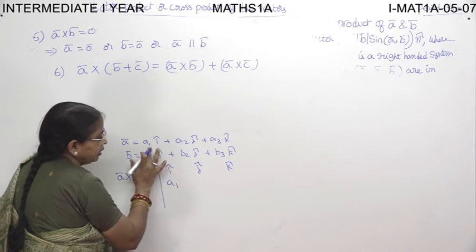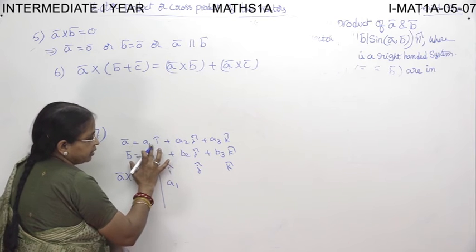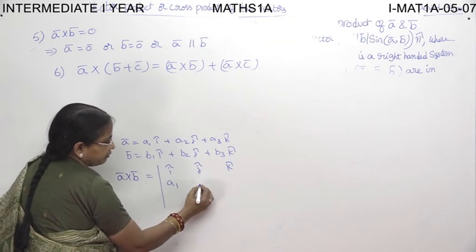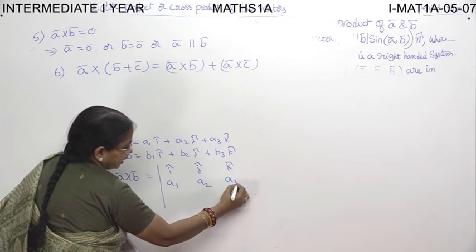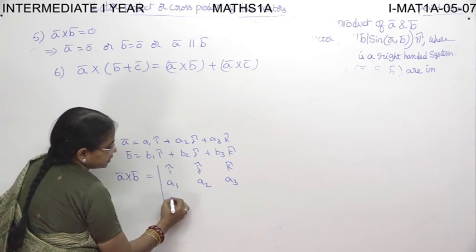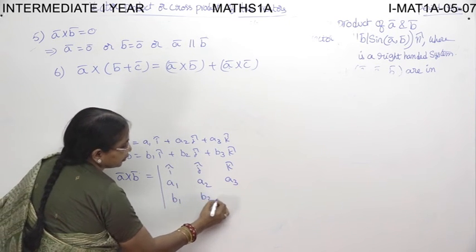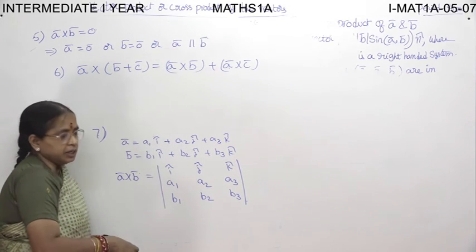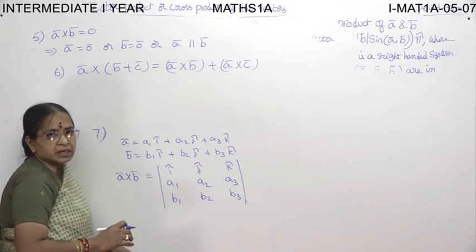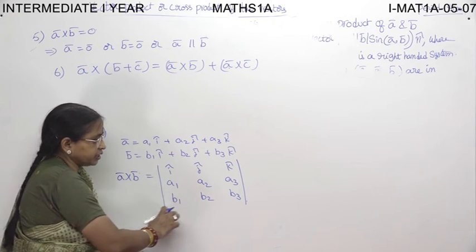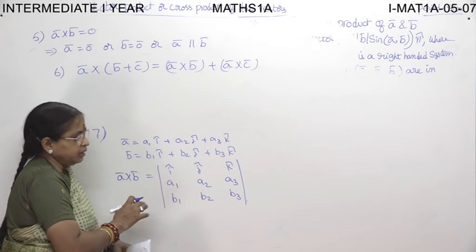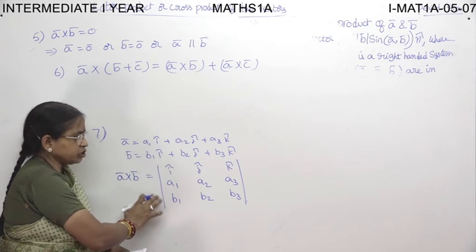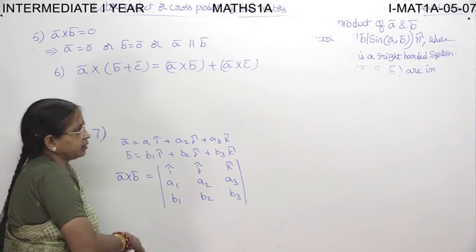And then we'll write I coefficients, J coefficient, K coefficient: A1, A2, A3, and then the ijk coefficients B1, B2, B3. So what is this? You will learn about this in matrices. In matrices, this is the determinant symbol for a matrix. Just write this formula. The expansion I'll explain now.